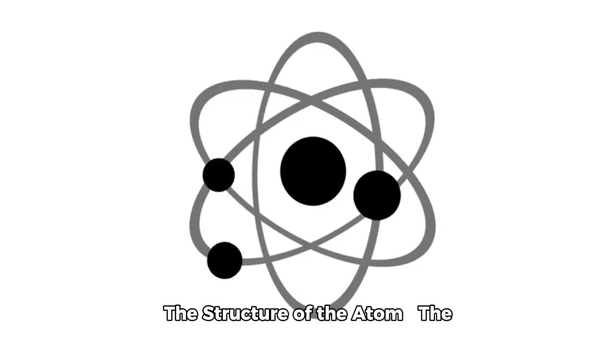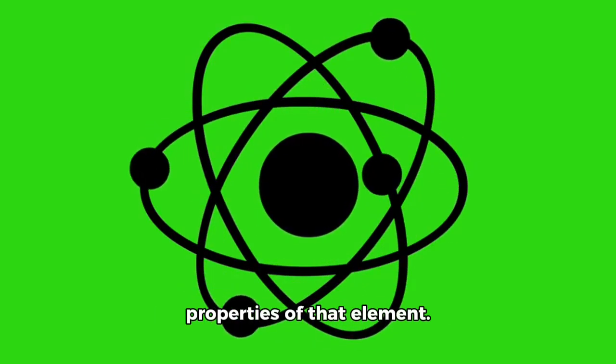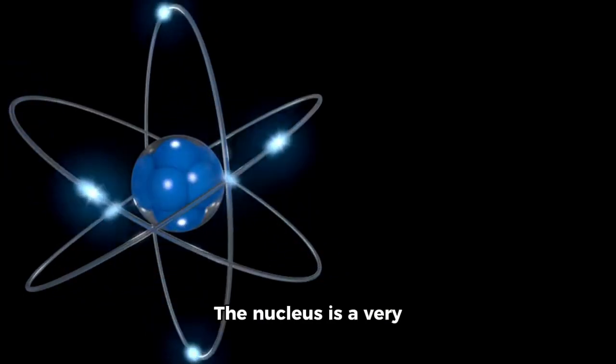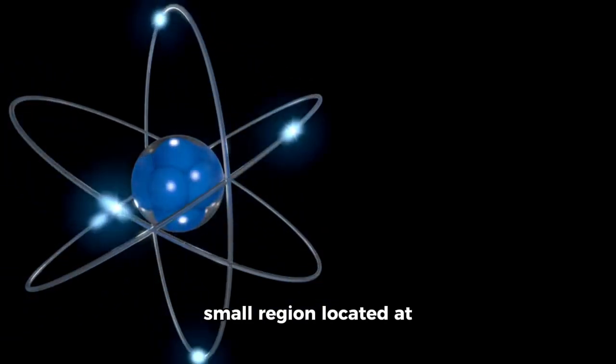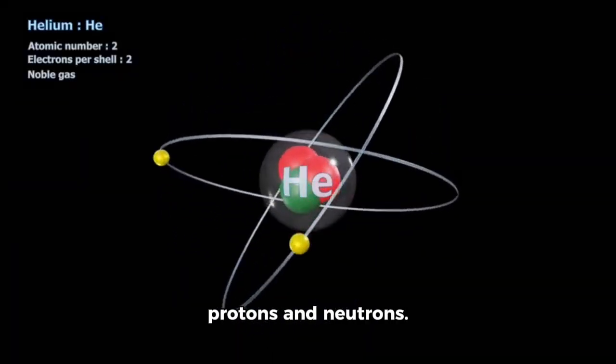The structure of the atom. The atom is the smallest particle of an element that retains the chemical properties of that element. All atoms consist of two regions. The nucleus is a very small region located at the center of the atom. It is composed of protons and neutrons.